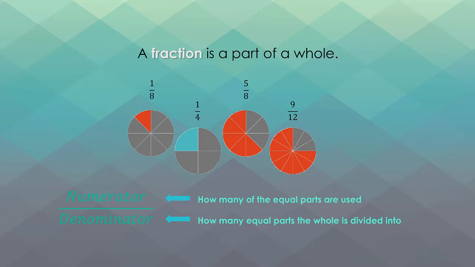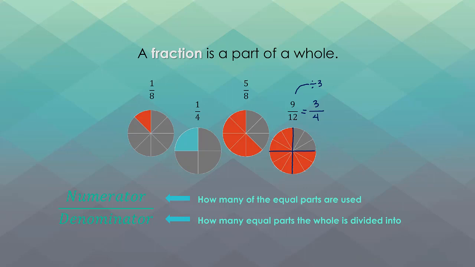In the case of the last one, we see that this fraction can be simplified because both the numerator and the denominator are divisible by 3. 9 over 3 is 3, and 12 over 3 is 4. That means that 9/12 can be simplified to 3/4. And we can see this in the picture because the same circle can be divided into 4 equal parts, and we see that 9 pieces out of 12 is the same as 3 pieces out of 4.